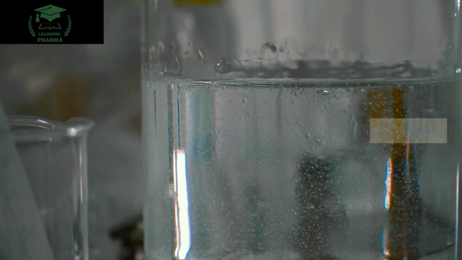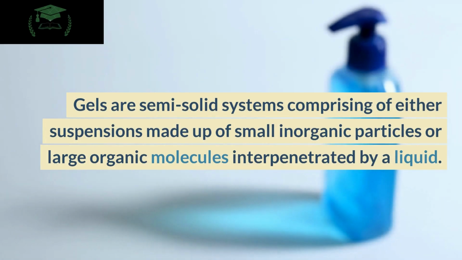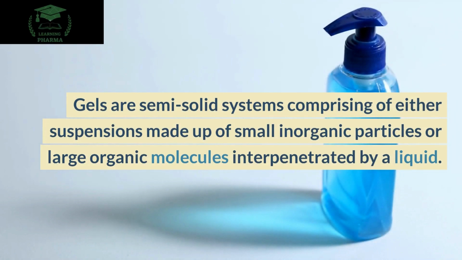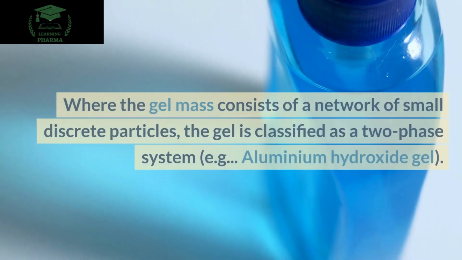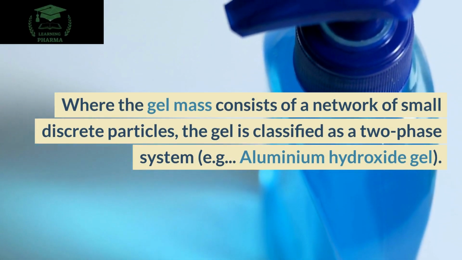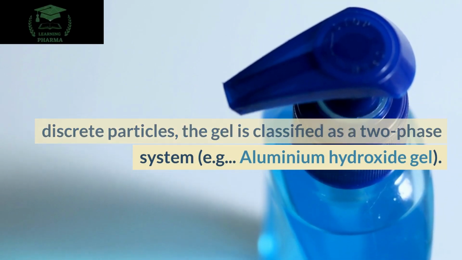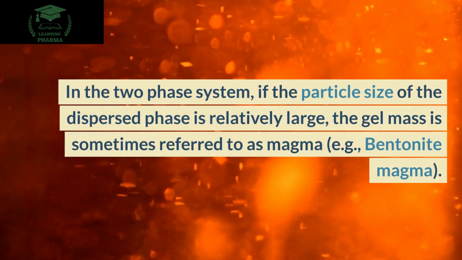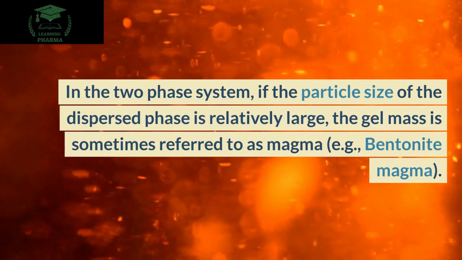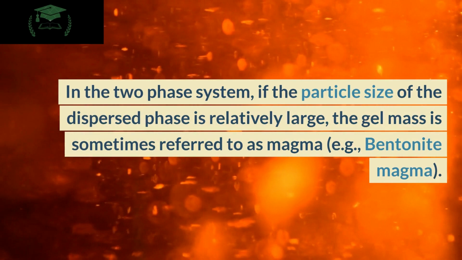17. Gels. Gels are semi-solid systems comprising of either suspensions made up of small inorganic particles or large organic molecules interpenetrated by a liquid. Where the gel mass consists of a network of small discrete particles, the gel is classified as a two-phase system, e.g., aluminium hydroxide gel. In the two-phase system, if the particle size of the dispersed phase is relatively large, the gel mass is sometimes referred to as magma, e.g., bentonite magma.